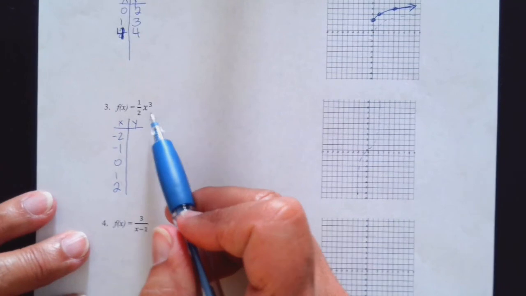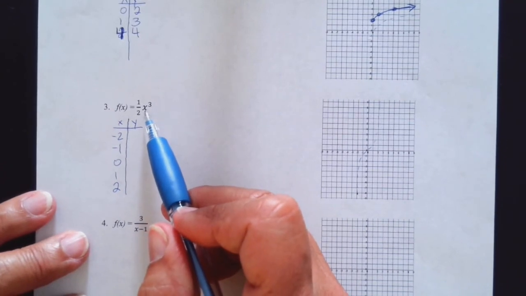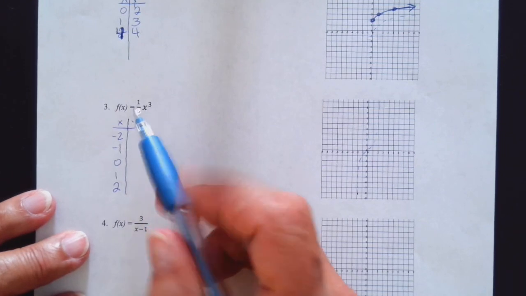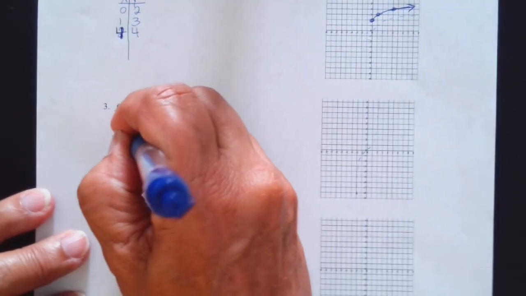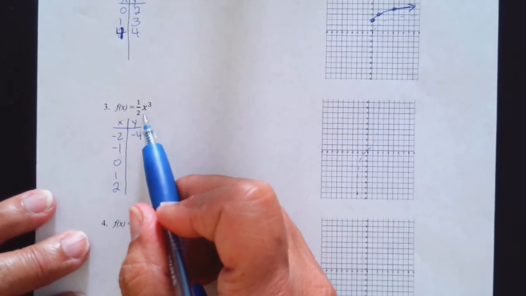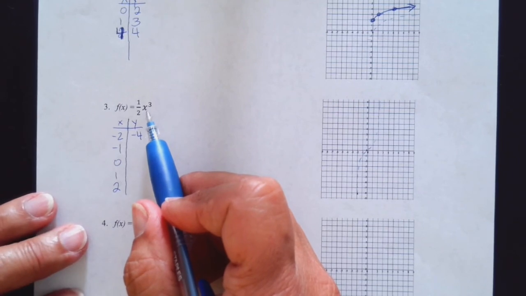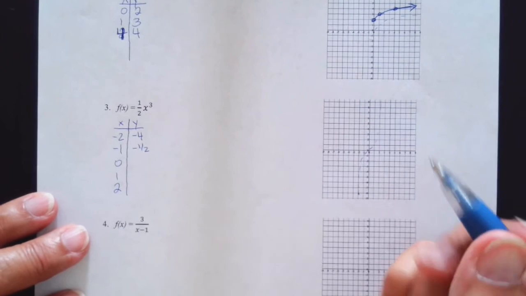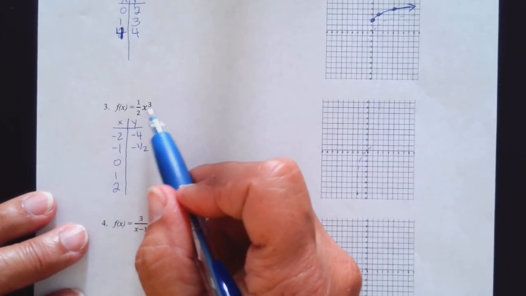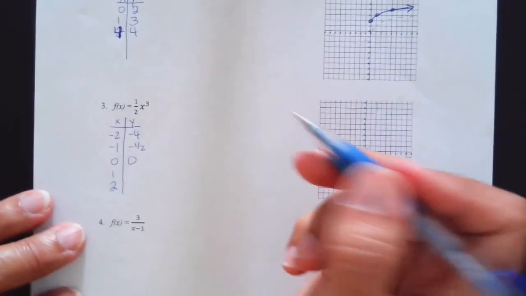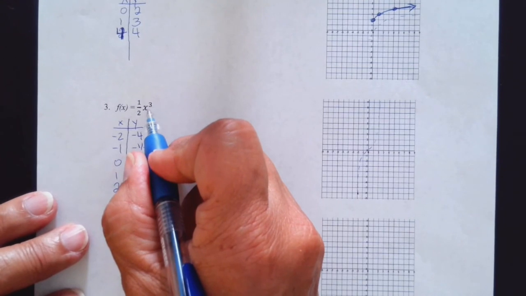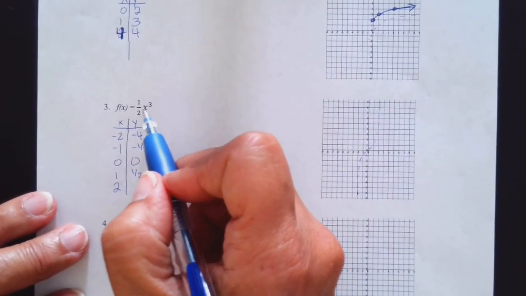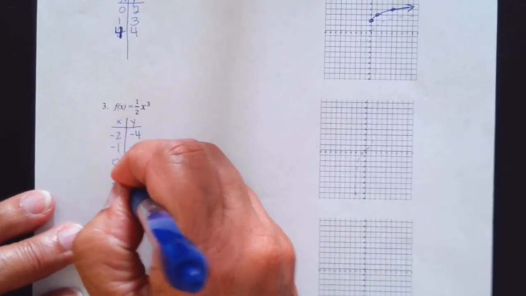All right, so -2. If you put -2 in for x, you have to cube it first, which will give you a -8. Then you take half of -8, which is -4. Take -1 and cube it, you get -1. Take 1/2 of that, you get -1/2. 0 cubed is 0 times 1/2 is 0. Put 1 in there, 1 cubed is 1, half of 1 is 1/2. And put 2 in there again, 2 cubed is 8, half of 8 is 4.